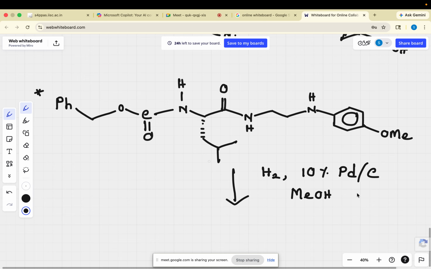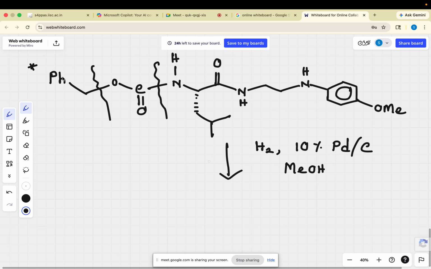PhCH2, sir. PhCH2, this is the benzylic bond, right? So this benzylic bond will break first of all, and if this bond breaks, check what you are getting. You are getting here O minus, right? So O minus means this CO2 gas can release from here. Carbon dioxide gas can release from here. So this carbon nitrogen bond also can break. If you break this bond, you will get this toluene.